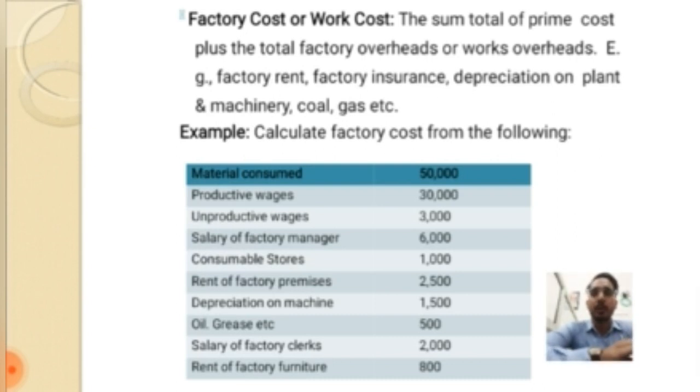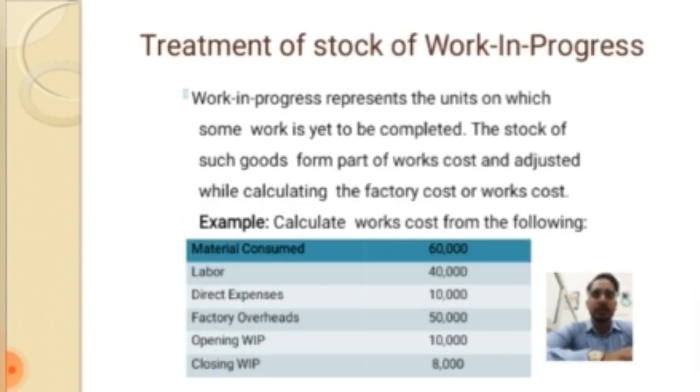For example, production wages, salary, consumables, rates of factory premises, oils, grease, factory salary, and rent of factory furniture. Treatment of stock in work in progress. Work in progress represents the units on which some work has been done and is yet to be completed. The stock of such goods forms part of works cost, adjusting it will give the factory cost of work. Like material consumed 60,000, labor 40,000, direct expenses 10,000, factory overhead 50,000, opening work in process 10,000, closing work in progress 8,000.